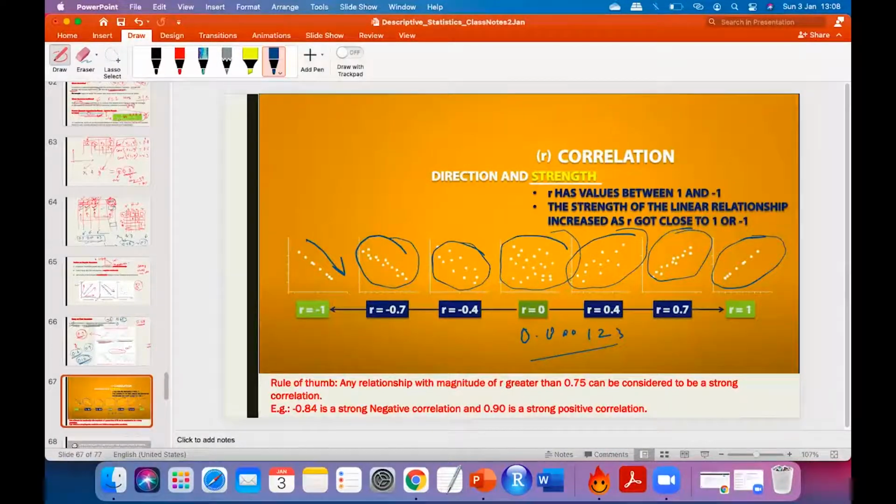And what is the thumb rule that you have to remember? For any relationship value, the Pearson's correlation coefficient, if it is greater than 0.75 in magnitude, whether on the negative side or the positive side, then you will consider it to be a strong correlation. Thumb rule I'm saying. But again, this concept will vary according to the problem that you are solving.